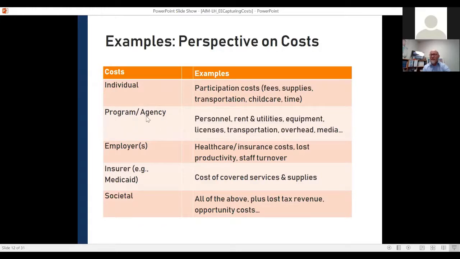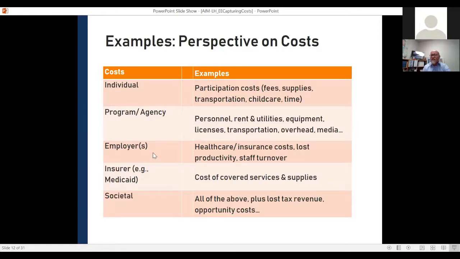So instead, looking at a program or agency perspective, the colorectal program had costs that were associated with the personnel that ran that program, the rent and utilities that they needed in terms of having office space. They probably had some overhead costs, as well as some media, whether that's advertising through radio, television, billboards to make people aware of the program, or outreach to the provider networks. So those are very different costs than for the individual.